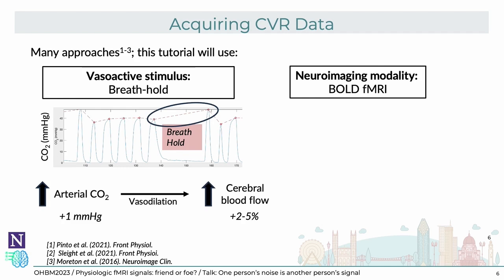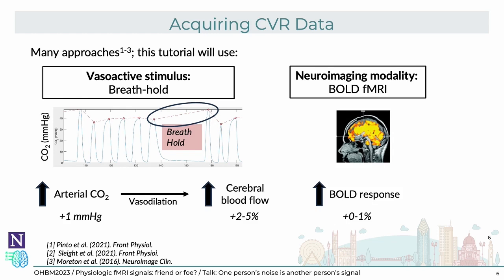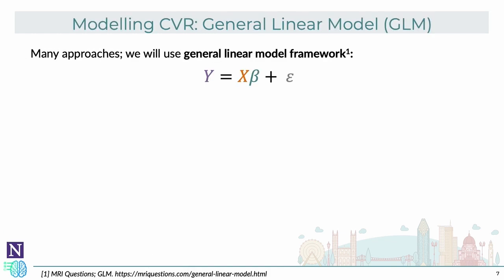There are also several strategies to analyze the BOLD fMRI response to measure CVR. Please see the previously cited review articles and other talks in this course for more details. The most common approach uses a general linear model framework to build a model of the BOLD response, similar to what is done for task fMRI.